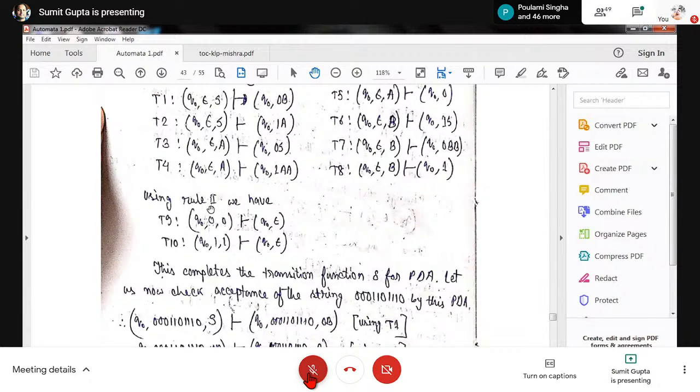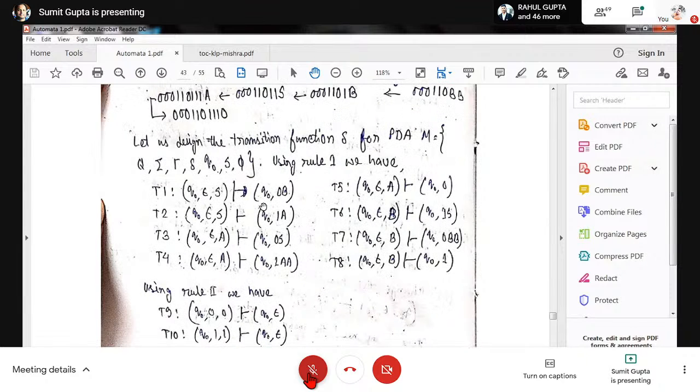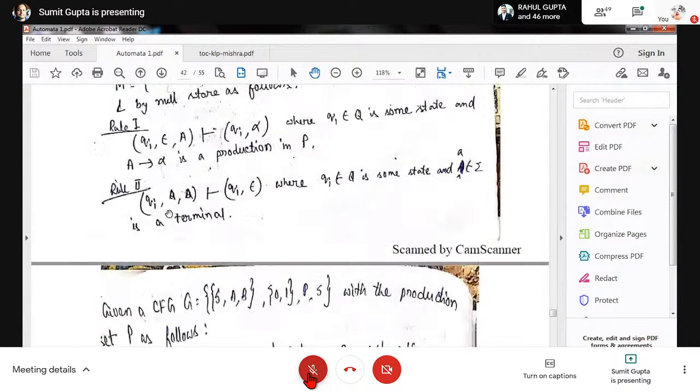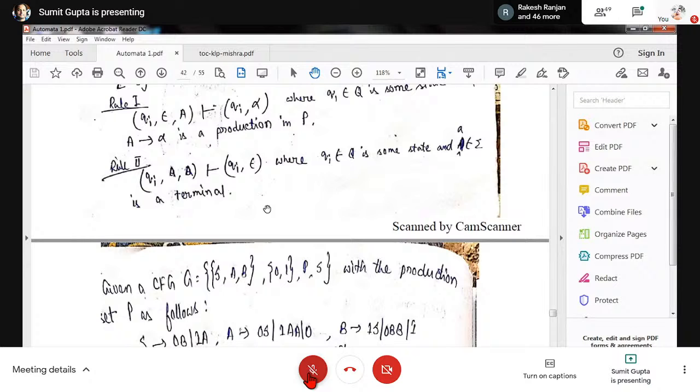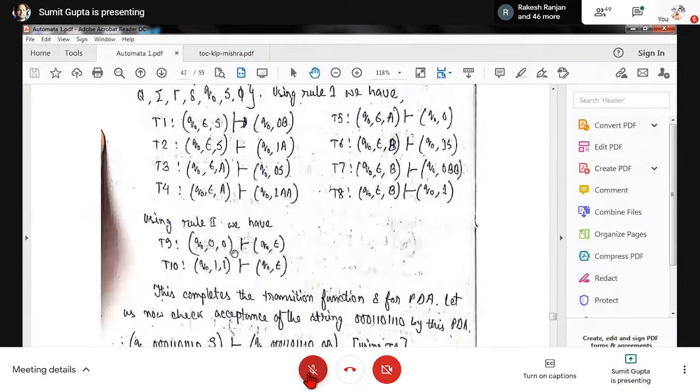But when we have the terminals, suppose the input tape has 0 and the stack symbol is also 0 on top of stack. So what will happen? It will be absorbed. I told you, if we have terminals on both sides, on the input tape and on the stack, then it will be absorbed. Same thing we have done. So Q0 0 0 will become Q0 epsilon, and Q0 1 1 will become Q0 epsilon. So these two transitions are also added.